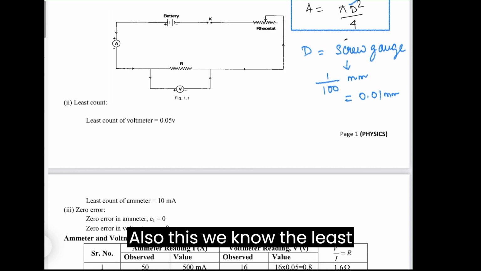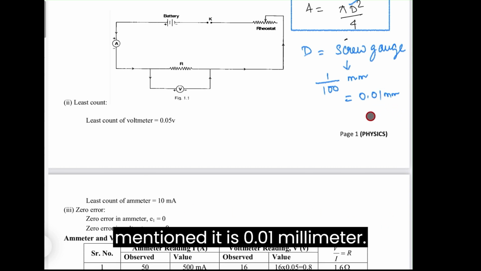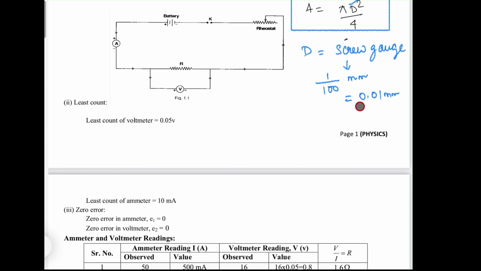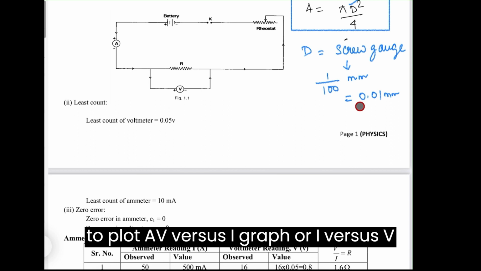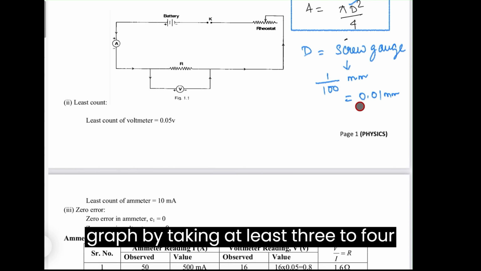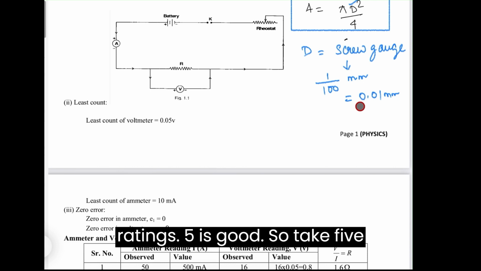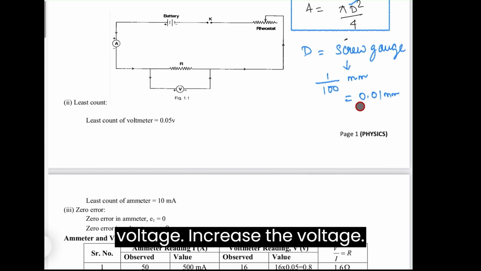Also, we know the least count of the screw gauge, we have already mentioned, it is 0.01 millimeter. Now what we are going to do is plot a V versus I graph or I versus V graph and find the slope of the VI graph by taking at least 3 to 4 readings. 5 is good.